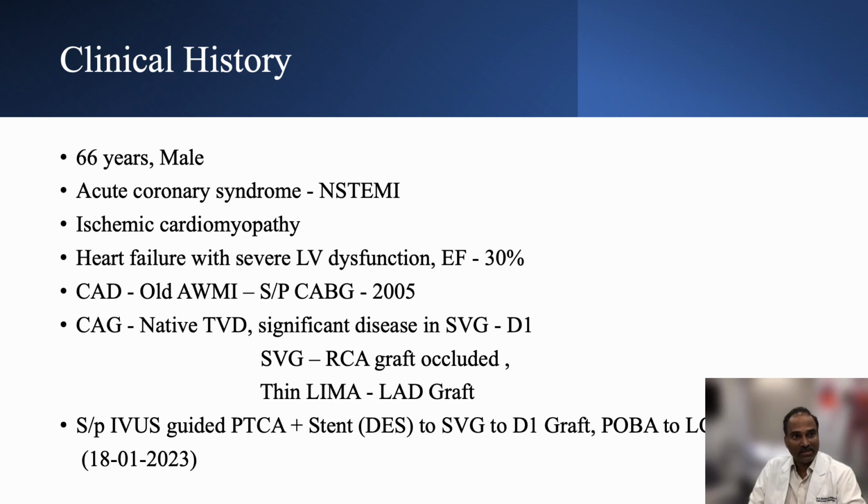This patient is a 66-year-old male who came with an acute coronary syndrome, non-ST elevation, non-QMI, and he underwent CABG in 2005 with grafts to D1 and RCA and LIMA to LAD. During this non-QMI, there is a significant lesion in the graft to diagonal, which I will show, and the SVG to RCA was occluded long back.